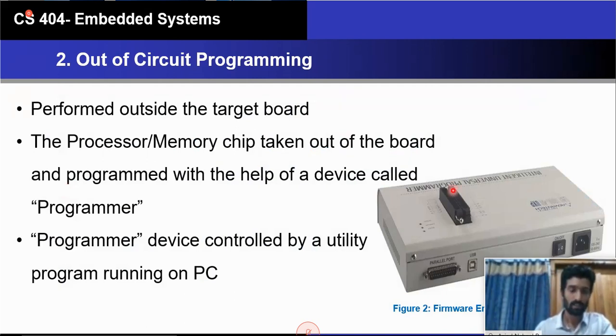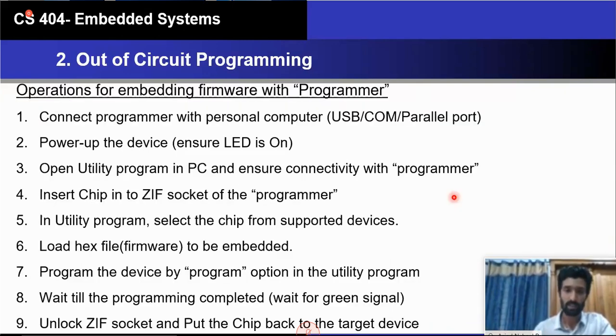Then using paper, we will lock the chip. And the fifth step in the utility program, we will select a chip from the list of supported devices by the utility. Okay. So here we are selecting the supporting chip, not the programmer. We already connected with the programmer. Now we are taking a special chip from an embedded system hardware, and then we put it in the zip socket. Now in the fifth step, we are selecting the chip from the supporting.